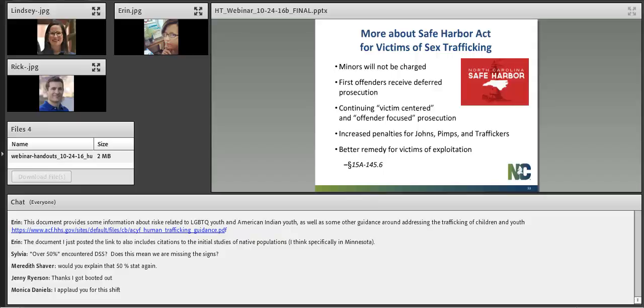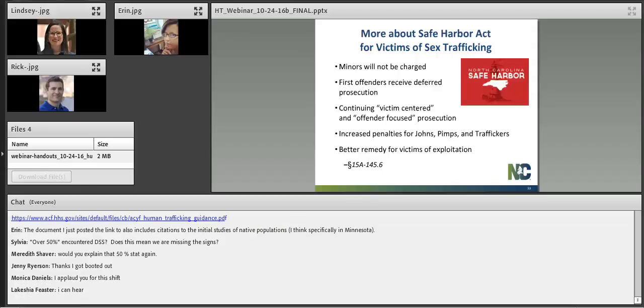I also wanted to just point out that we have better remedies for victims of exploitation under Safe Harbor. And what I mean by that is, if you did get a conviction for prostitution and you should have been eligible for deferred prosecution because it was your first offense, or you got that conviction while you were the victim of exploitation, you can now petition the court in the county where you got that conviction to have that charge dismissed, to have that conviction actually expunged.